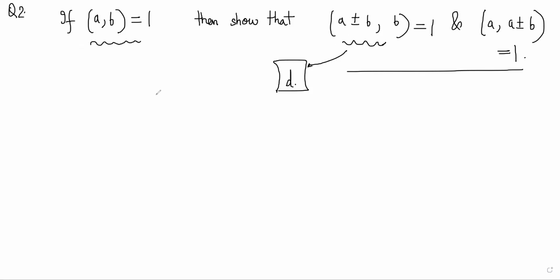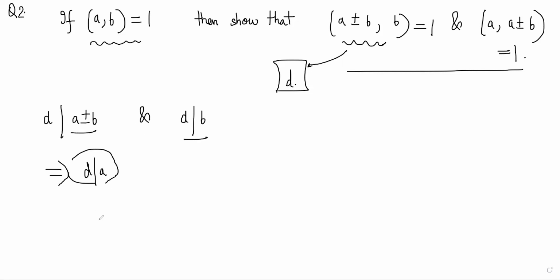So from here, if the GCD of this is D, then D divides A plus minus B and D divides B. Since D divides B, D also must divide A. So D must divide both A and B, so D is a divisor of both. And GCD of A and B is 1, so D is 1. So this is fairly easy. This is fine, right? I did this several days ago. Okay, so the next one is this one.